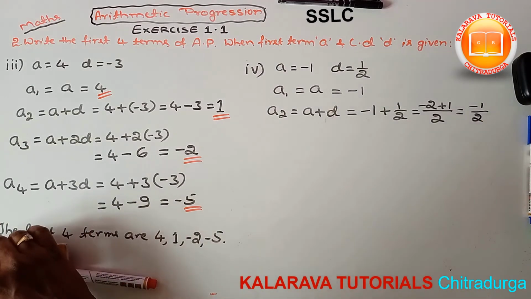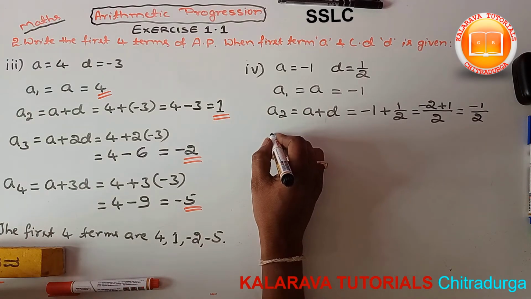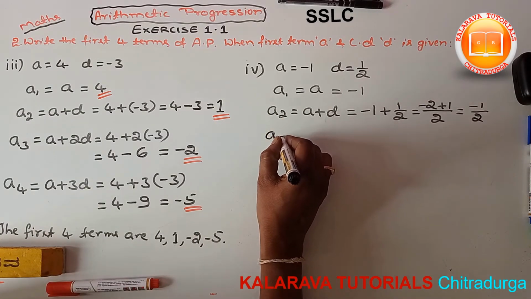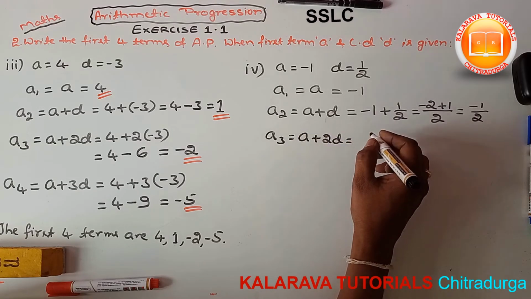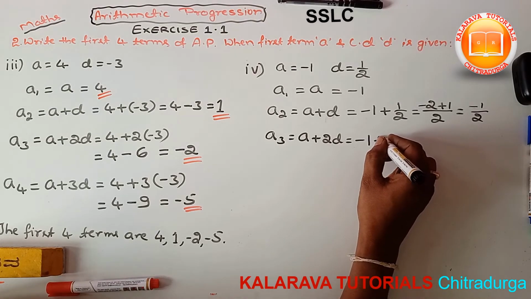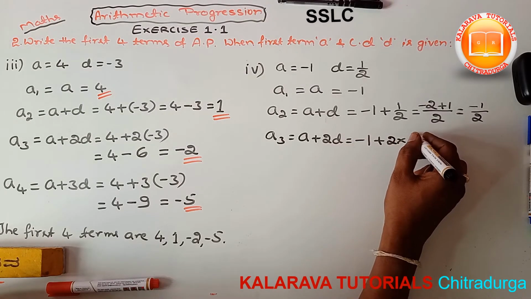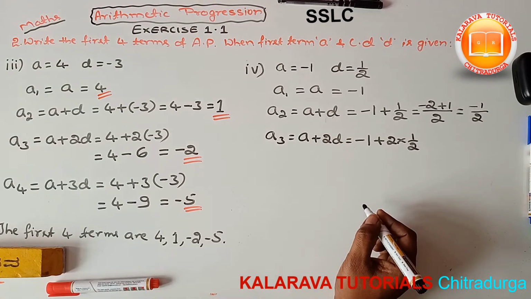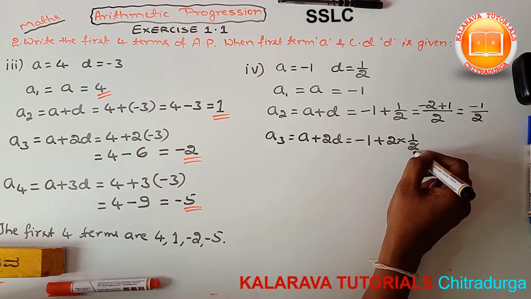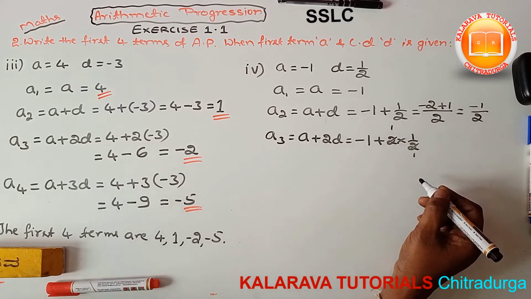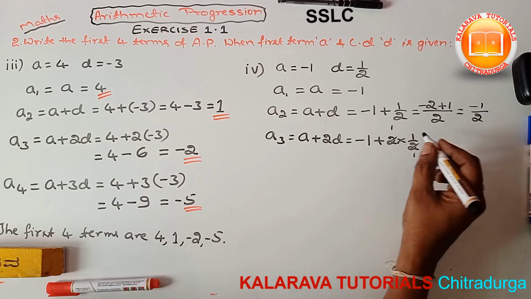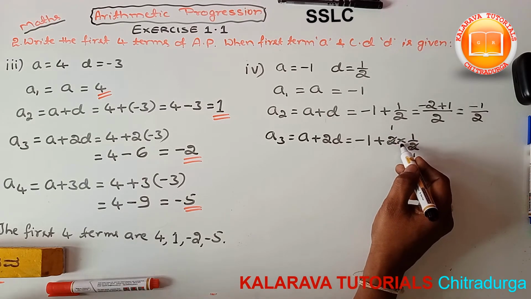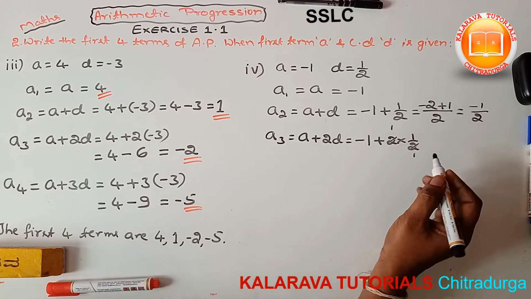So now we have to find out the third term, that means a3. a3 is equal to a plus 2d. So that is a is minus 1 plus 2 into, I write 1 by 2. So here you observe this 2 and 2, both get cancelled. Because one is in the numerator and the other is in the denominator, you can cancel that. It is not possible when in between these two it is plus or minus. In between these two, if it is a multiplication symbol, then we can cancel.